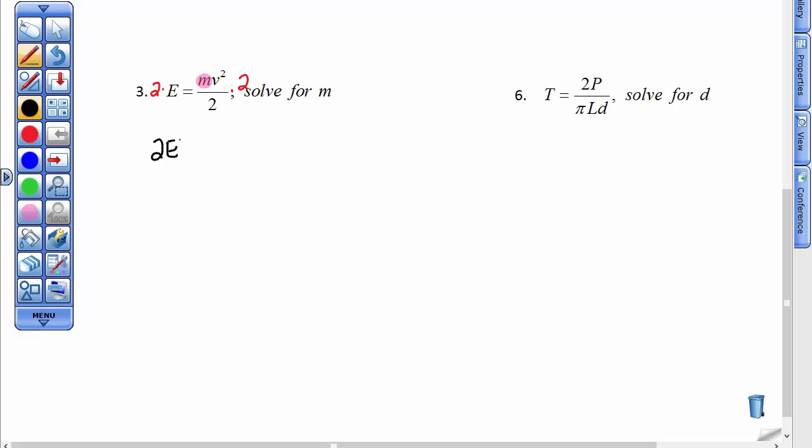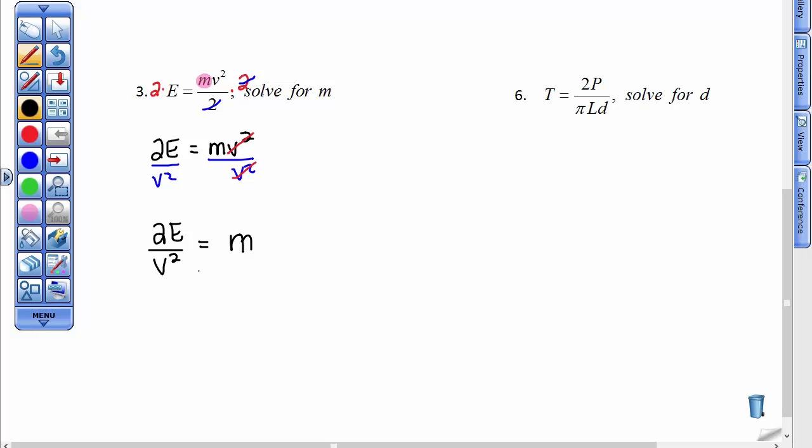So 2 times E equals m v squared. And the reason I did that was to get this 2 and this 2 and make them go away because they're equal to 1. 2 divided by 2 is 1. And now I can solve for m because it's m times v squared. So I'm going to divide both sides by v squared in order to get m all alone. So these are going to be gone. And now I do have m all by itself, and it's equal to 2 times E divided by v squared.